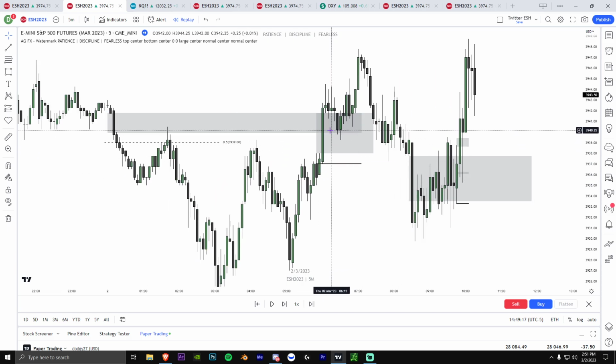So if you're looking to take a long position from this fair value gap alone, look to the left of the chart, see if there's any of these old fair value gaps. If we are above it, you do not want to see us go back below it.